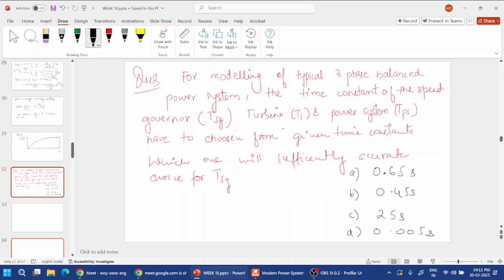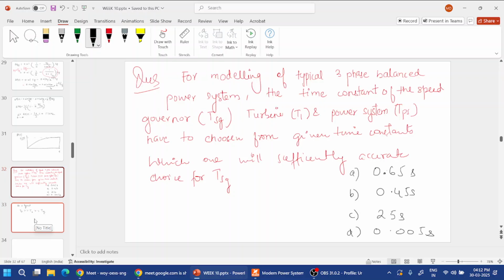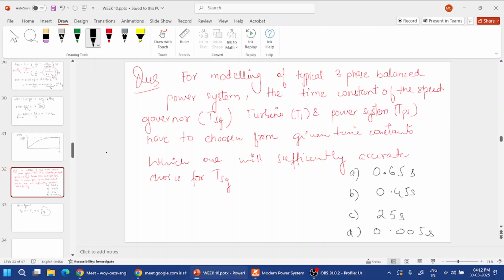So what happens here is that for a typical power system, the time constant of the power system is always greater than the time constant of the turbine, which is always greater than the time constant of the speed governor. So the speed governor's will be the lowest. D has the lowest value, so the sufficiently accurate choice will be D.